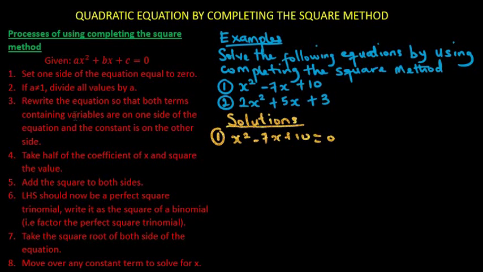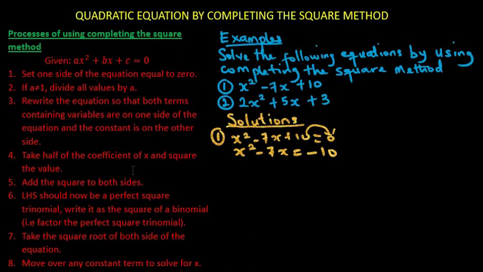It says rewrite the equation so that both terms containing variables are on one side of the equation and the constant is on the other side. So both terms containing variables are x squared and 7x. They remain on this side, then plus 10 crosses over to the other side. So we'll be having x squared minus 7x equals, when plus 10 crosses the equation sign, minus 10.